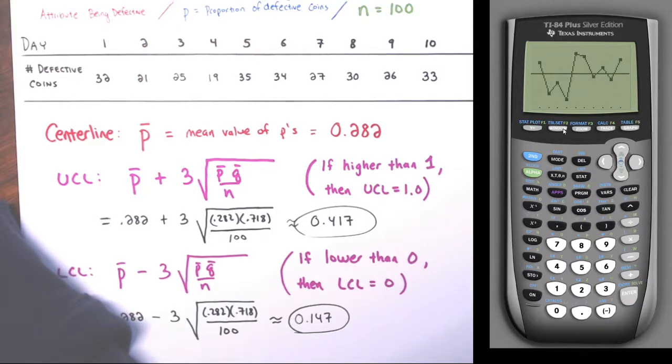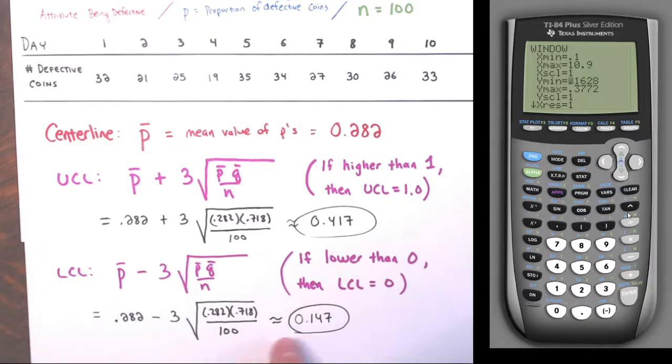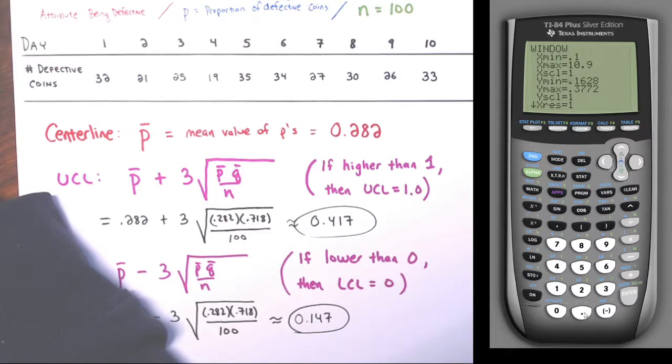All right, and they don't, so I'm going to change the window. My y min, see, it's from 0.16 to 0.37. The lower control limit and upper control limit wouldn't be showing up. So I go down to y min, and my lower control limit was 0.147, so let's make the y min 0.14. So I'll be able to see the lower control limit line.